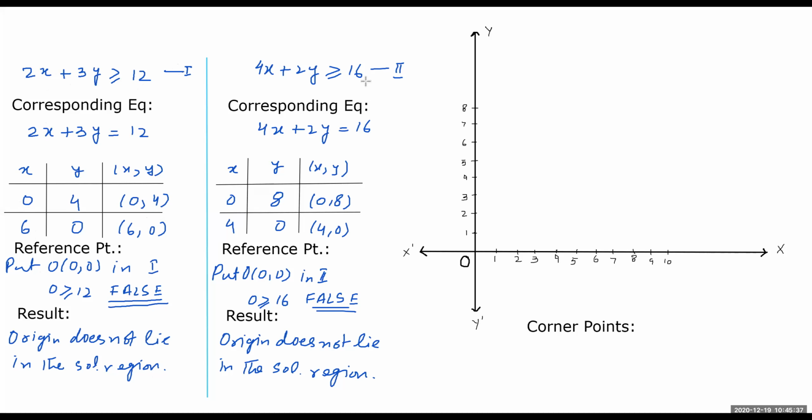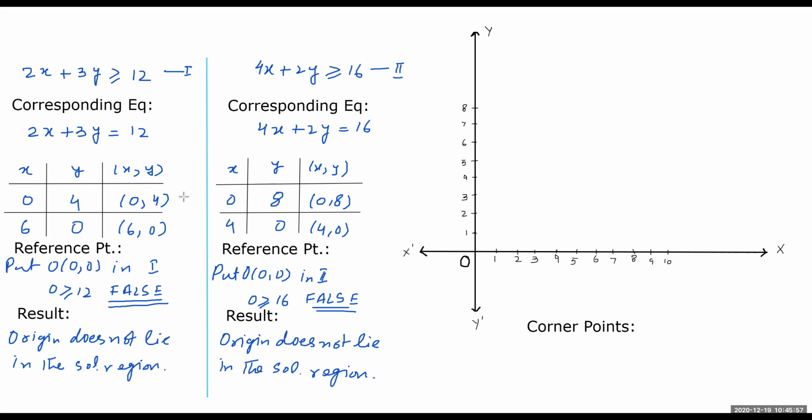The same steps for the second inequality. Corresponding equation, x equals 0 gives y equals 8, y equals 0 gives x equals 4. Put origin in inequality number 2. Result is false. So origin does not lie in the solution region. And now we are going to draw both these lines.